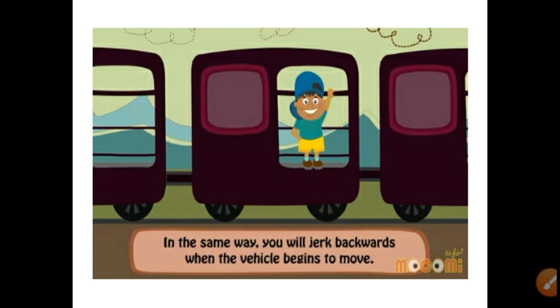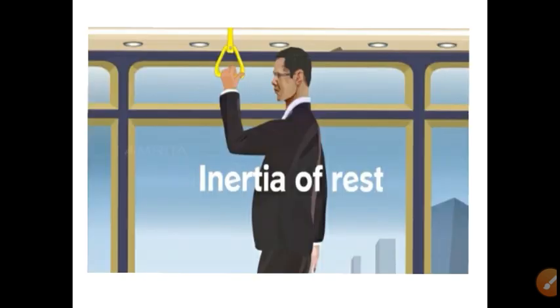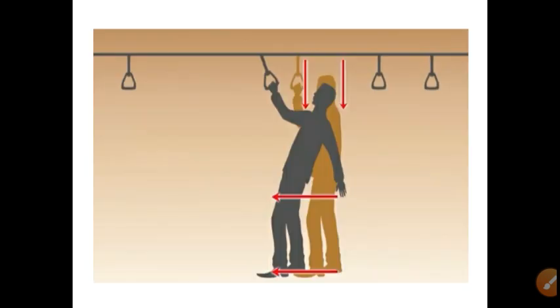Let us see the cases in detail here. First, let us see an example for inertia of rest. Suppose you are in a stationary bus. You are standing there. When the bus is started suddenly, you will fall backward. Am I right? Why does this happen? It is due to inertia of rest. Because initially your body was in a state of rest. When the bus is stationary, the bus is at rest, your body also was at rest.